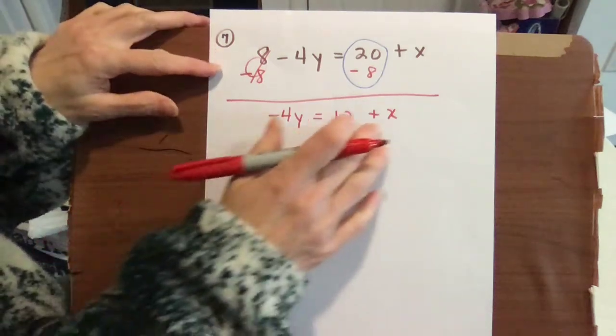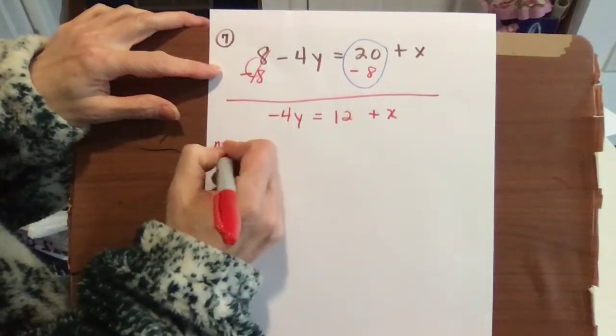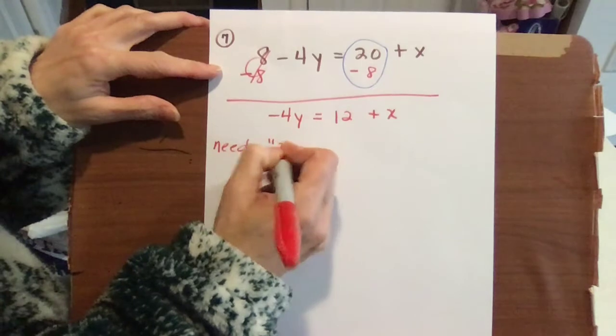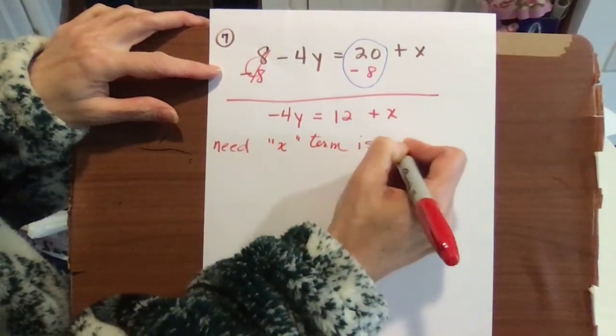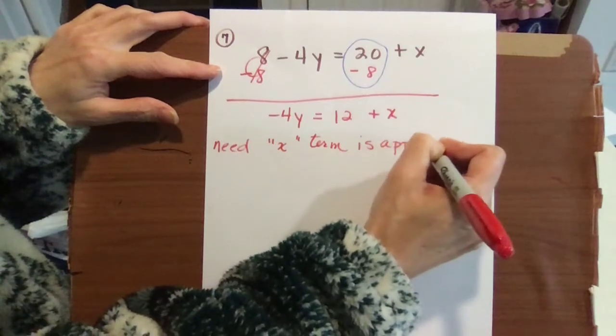Now, what we want is we need the x term to appear right after the equal sign.